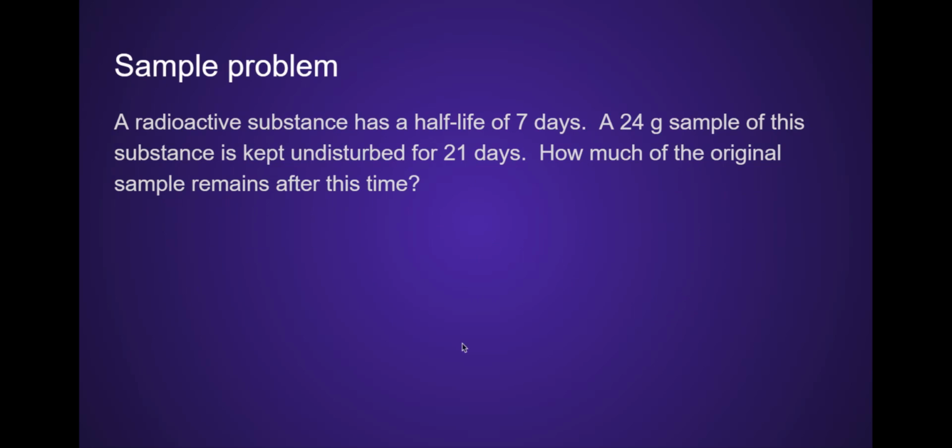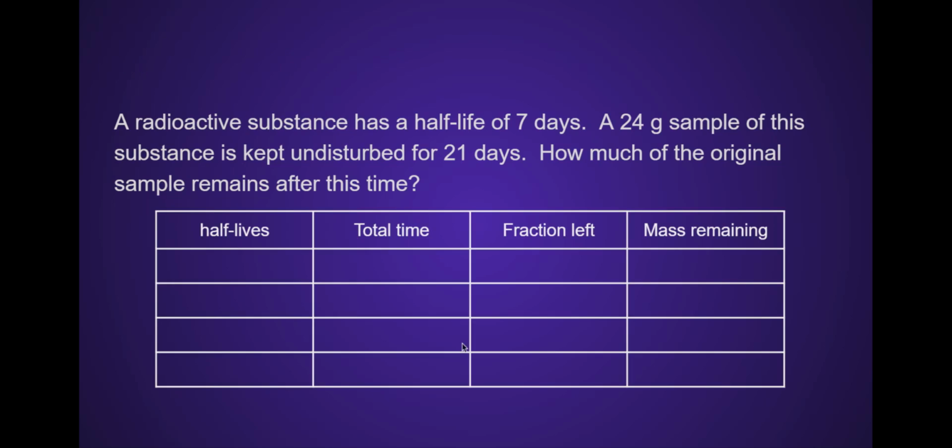All right, so let's do a sample problem. A radioactive substance has a half-life of 7 days. A 24-gram sample of this substance is kept undisturbed for 21 days. How much of the original sample remains after this time? If you can look at that and say, wow, 21 is 3 times 7, 3 half-lives have gone by, that's great, but let's still build a table. So remember, we start at time 0, everything remains. 0 half-lives, 0 time, 100% of the sample, that's a fraction of 1, remains, and in the mass column, we're going to put the initial mass we're given, which is 24 grams.